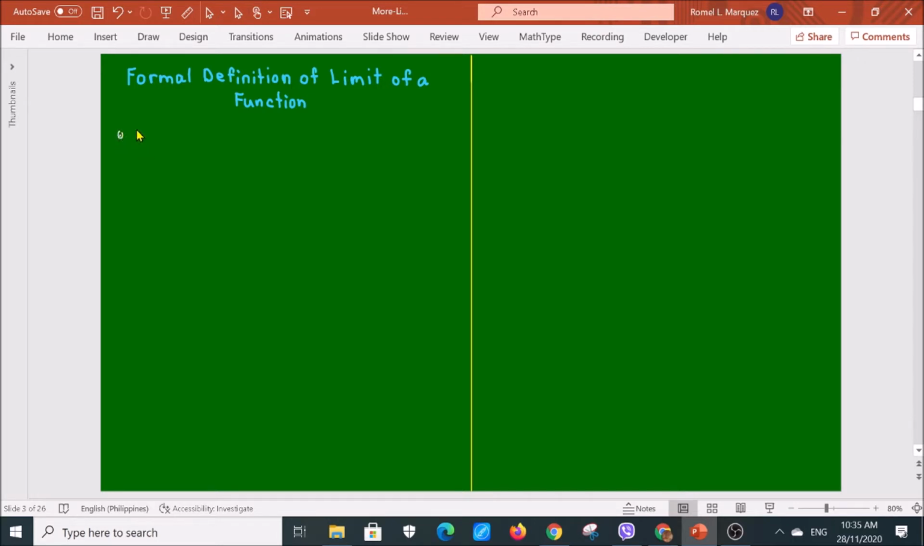So again, to define the limit of a function in a precise way, we consider its intuitive definition.